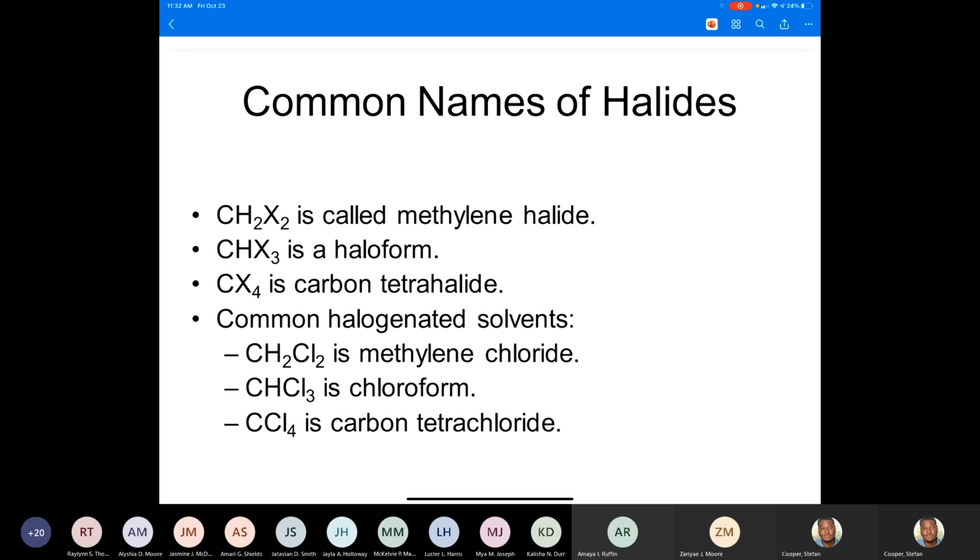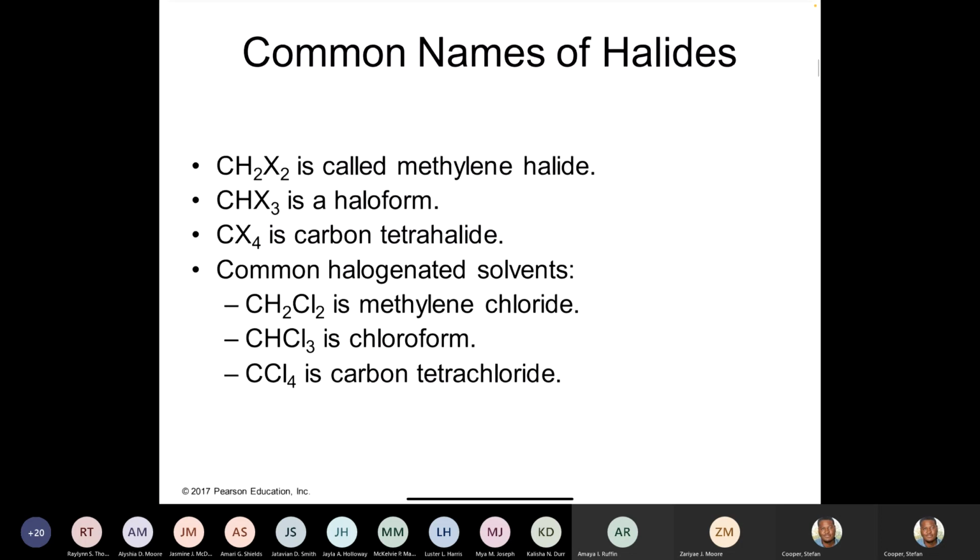All right, if I have CHX3, and again, X is any halogen, it's going to be commonly referred to as a haloform. We'll talk about that here shortly. And if I have 4 halogens on a carbon, we go straight to inorganic naming, which you learn in general chemistry. So we say carbon tetrahalide. Here are some names: CH2Cl2 is known as methylene chloride. CHCl3 is known as chloroform. And the last one, CCl4, is carbon tetrachloride.